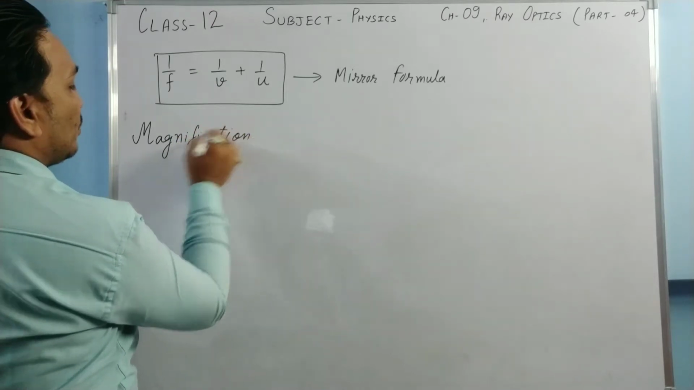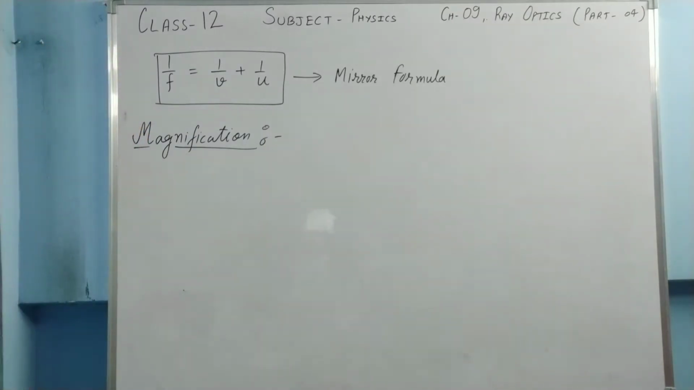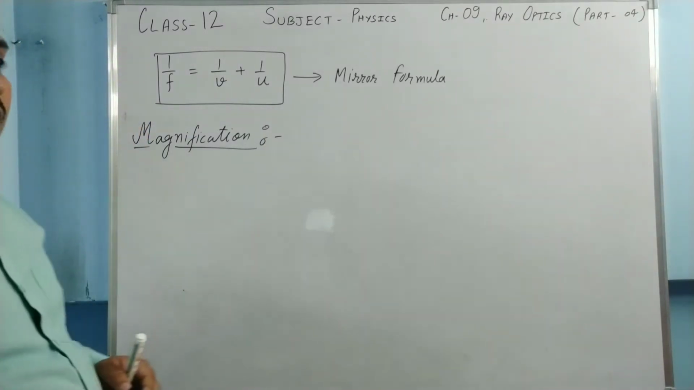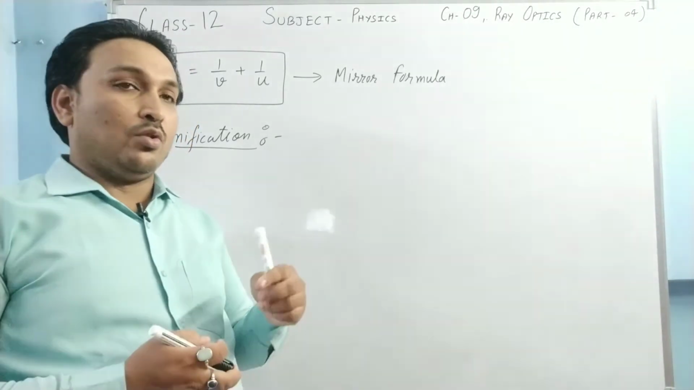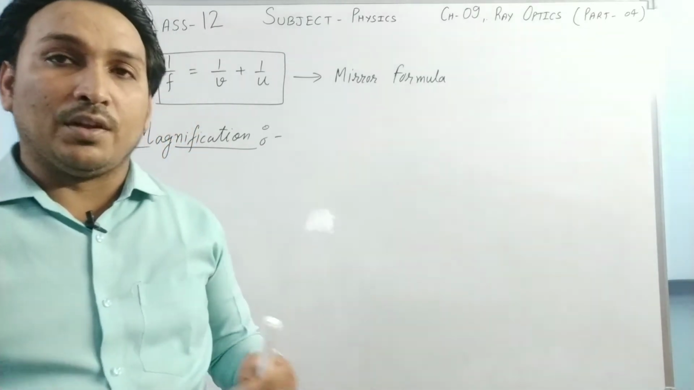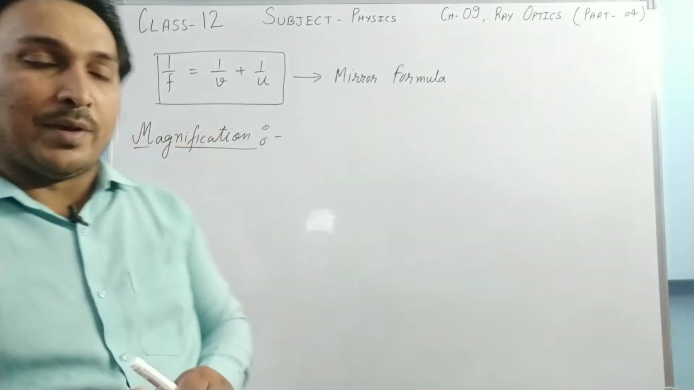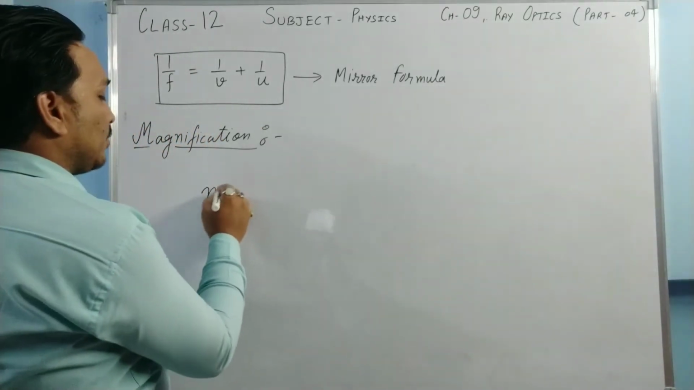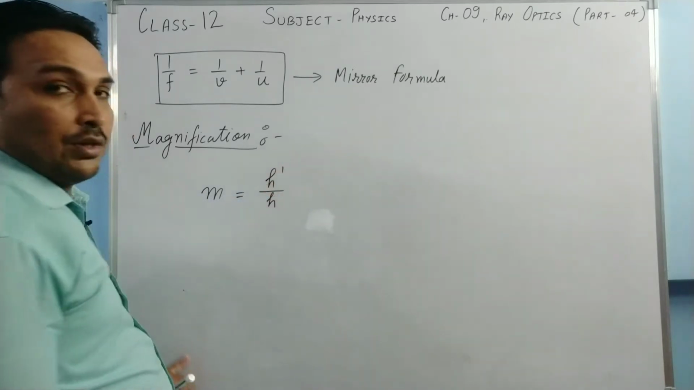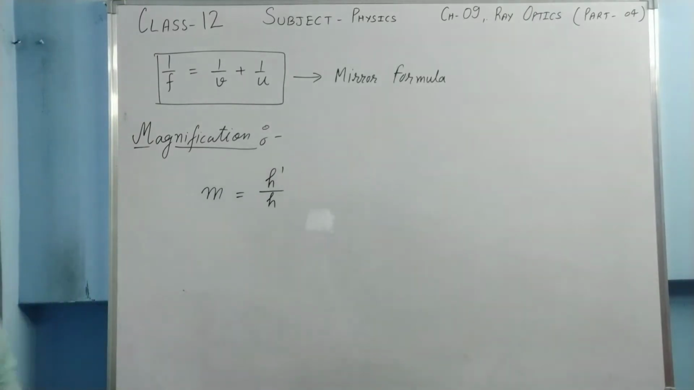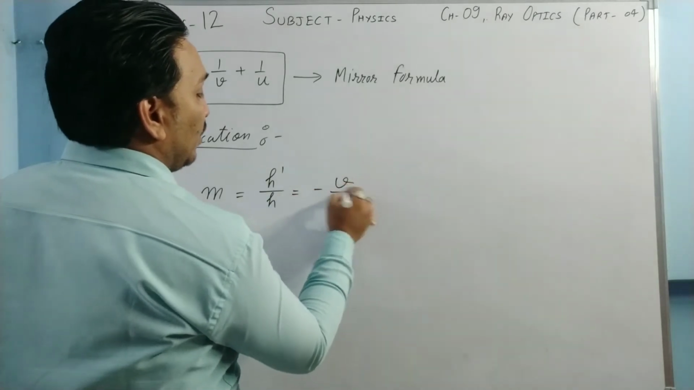Now what is magnification? So magnification is a comparative view. It is an approach through which we can see whether the image produced by the mirror is greater than or is smaller than the object. So magnification, basically it is denoted by small m, and it is denoted by height of the image produced upon height of the object. And moreover, it is also given as minus times v upon u.